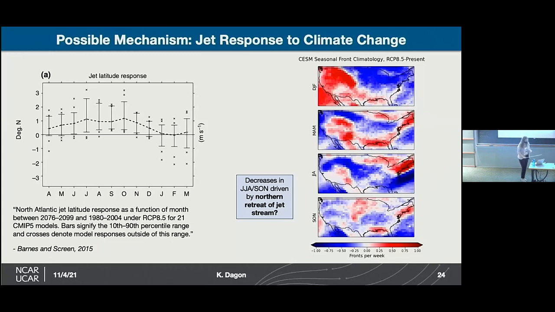But we still need to dig into this response more, and also try to test the detection of the machine learning fronts in other CMIP models. I will mention that the limiting factor is often getting 3 hourly resolution output from these high resolution models, which is somewhat limiting to the success of being able to apply this.